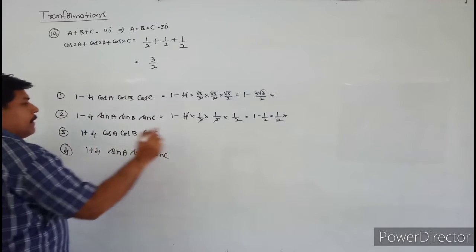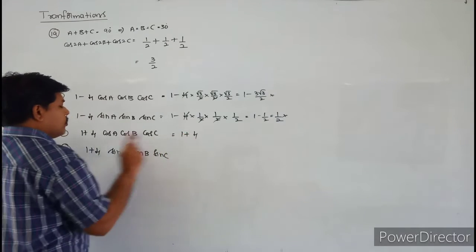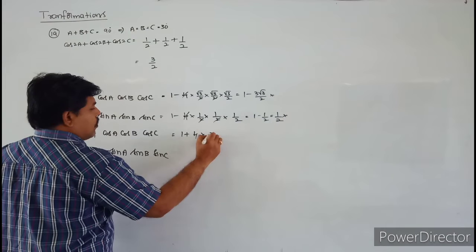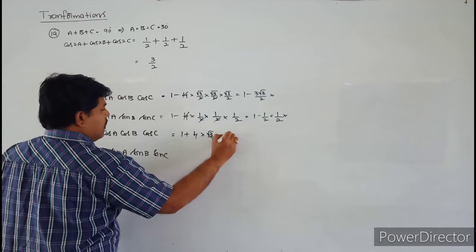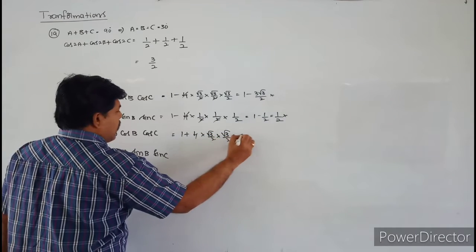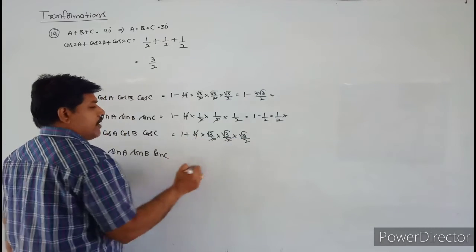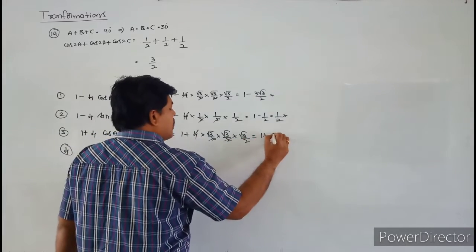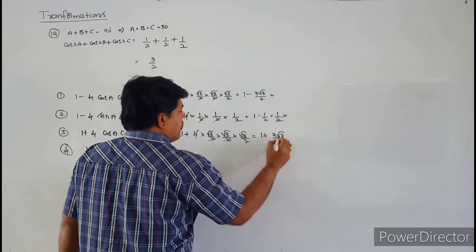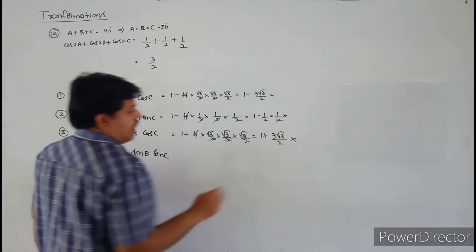The next one is 1 plus 4 into cos a, which is root 3 by 2. Cos b is also root 3 by 2, and cos c is also root 3 by 2. So what happens, students? This value will be cancelled. You will get 1 plus 3 root 3 by 2. So it is not the answer.